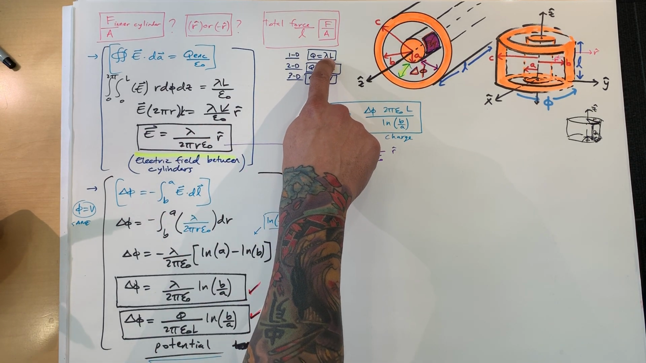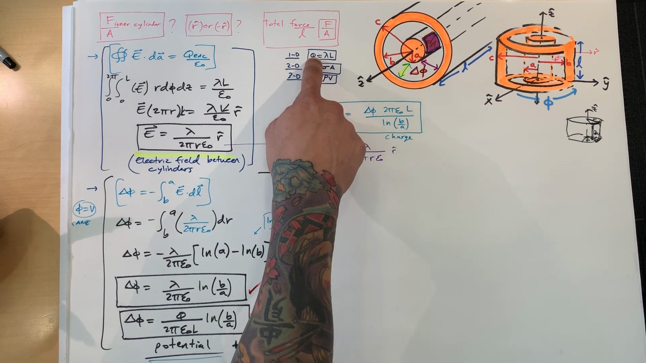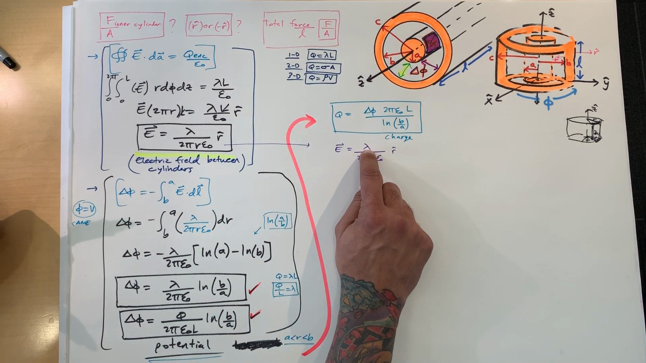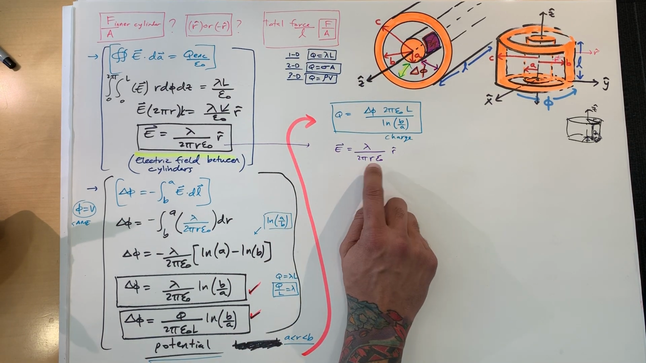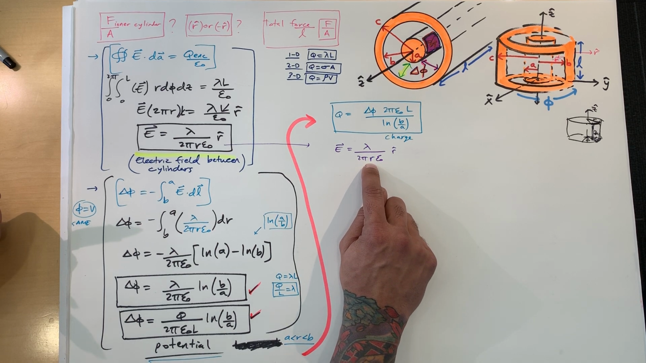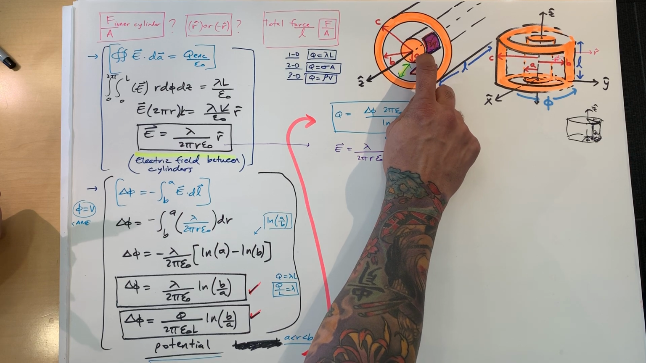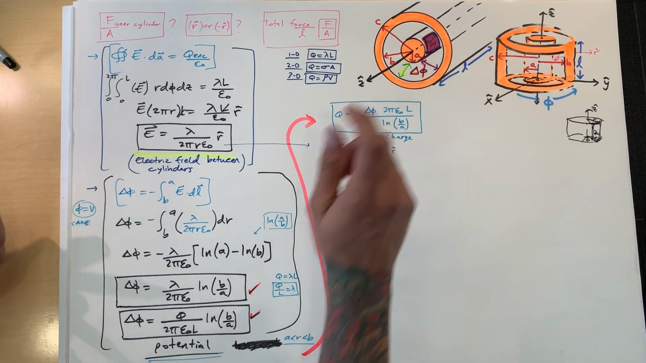Lambda, if we solve for it and put the L on the other side, is Q over L. So for this lambda here, I'm going to put Q over L, and the radius that we're interested in goes to A, so only on the inner surface of the inner cylinder.